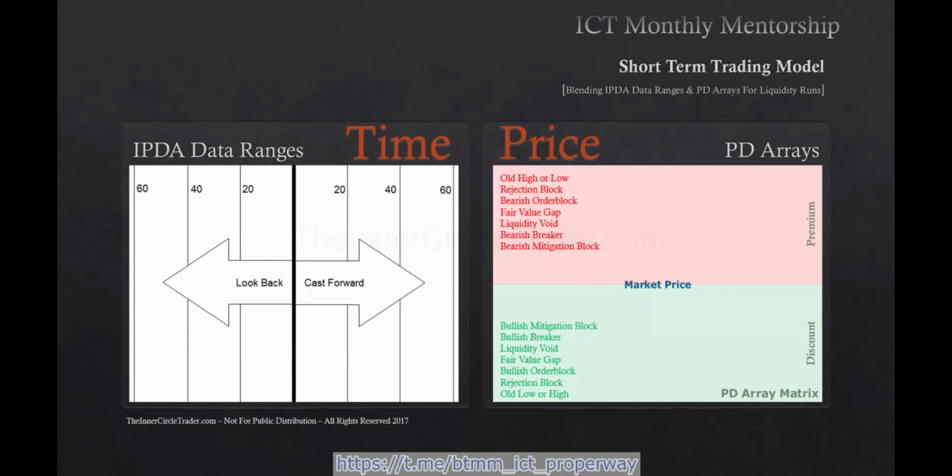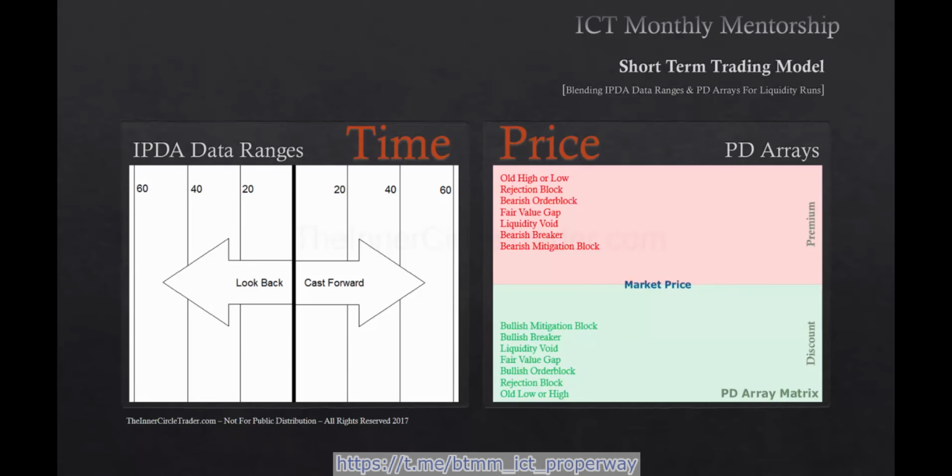The interbank price delivery algorithm will reach back into data arrays between the last 20 days, the last 40 days, and the last 60 days. Which data array they use or refer to is respective to the PD array in reference to price.